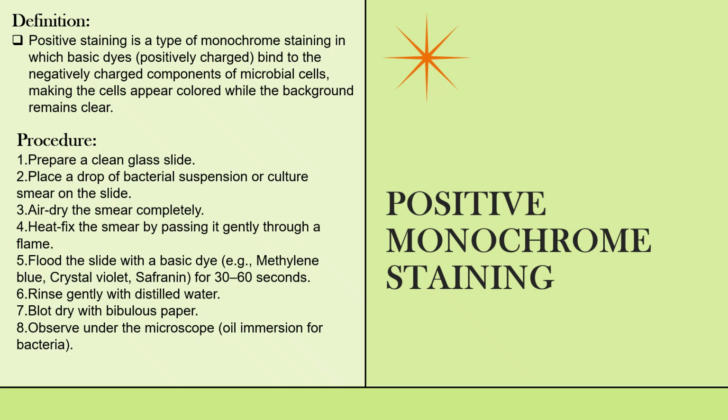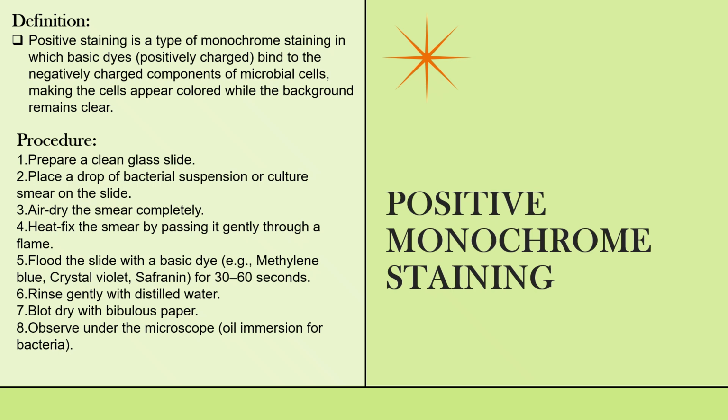Now, positive monochrome staining. Positive monochrome staining is a type of monochrome staining in which basic dyes bind to the negatively charged components of microbial cells, making the cells appear colored while the background remains clear. In this, only cells get stained and the background remains clear or colorless.